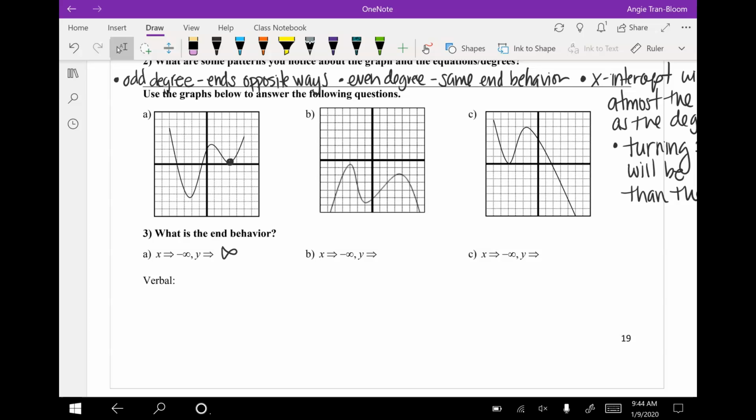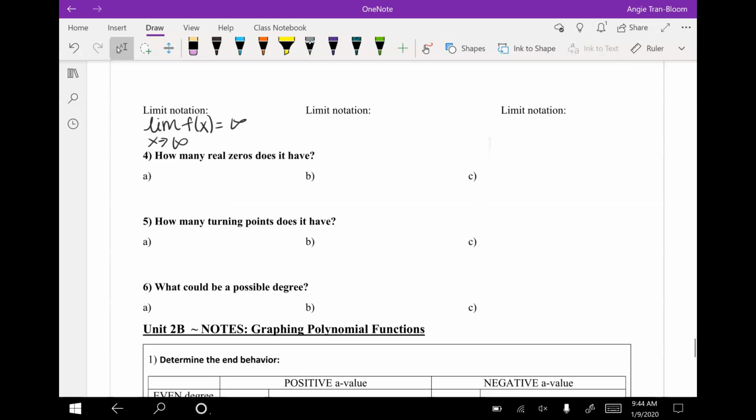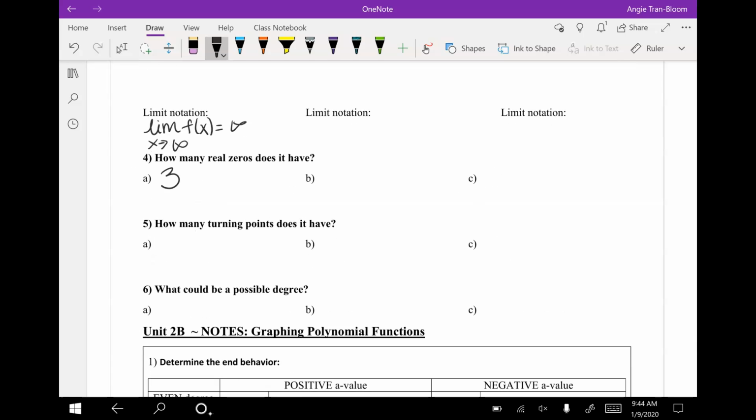How do we answer that? Real zeros, meaning where it crosses the x-intercepts. You're right. So how many times did it cross or touch? 3. We have 3 real zeros.